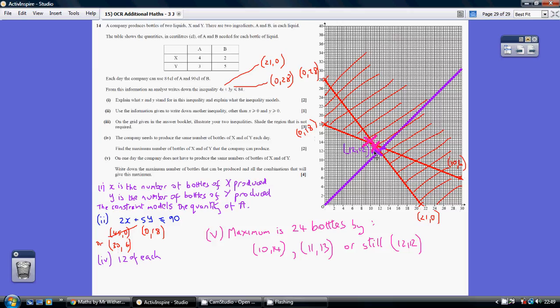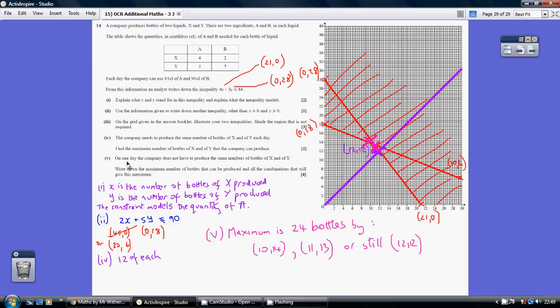And I can see there that the biggest number that I get, which is inside my required area, is (12, 12). (13, 13) takes me into the shaded bit. So 12 of each is my answer for part 4.